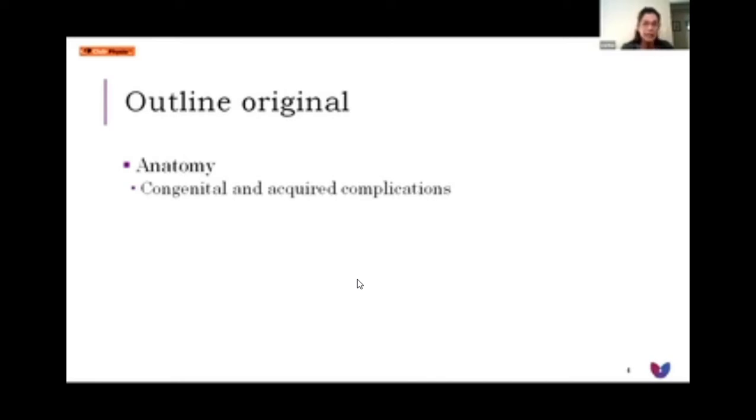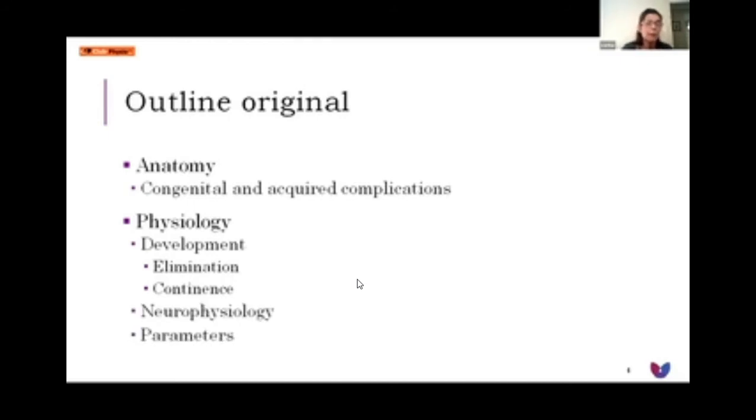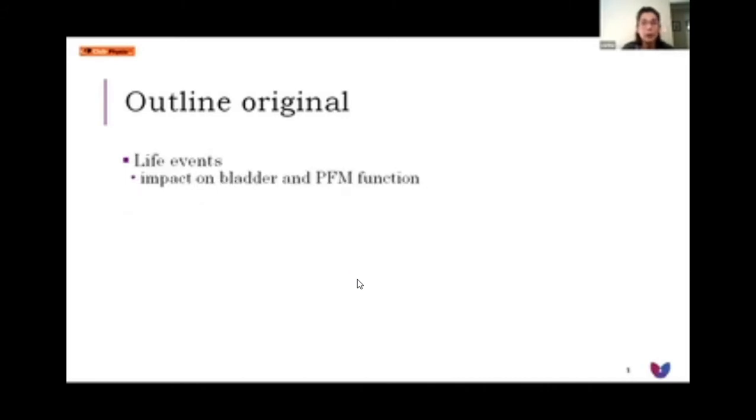Not in this order. So we'll look at congenital and acquired complications. We're going to look at physiology, not only of the development of elimination, getting rid of stuff, and continence, but also neurophysiology of bladder function, because this is a bladder module masterclass. We will discuss parameters both for pediatrics and adults.